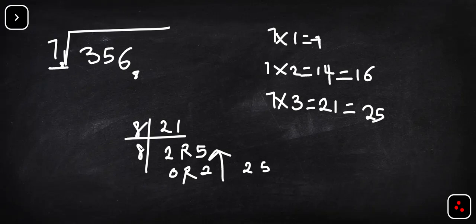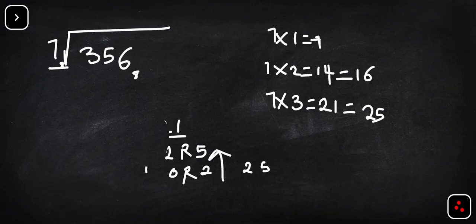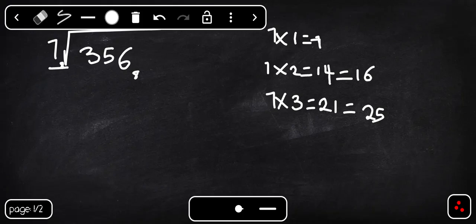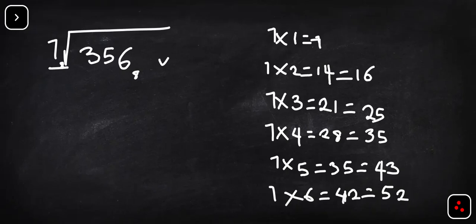So now that you know what I'm doing, the first question you probably ask is, why are we bringing out the multiplication? Because basically, at the end of the day, you're trying to see what you multiply with 7 to be able to give you these numbers here. So let us bring out all the multiplication table of 7, but in base 8.